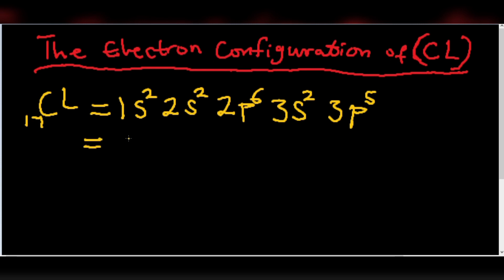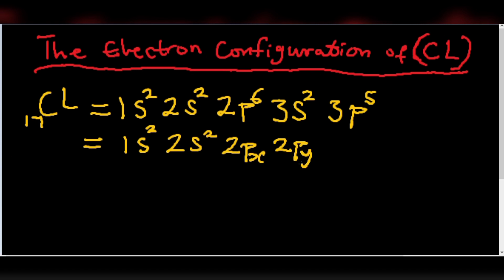So we have 1s2, 2s2, we have 2p. Don't forget the 2p is degenerate, so we have 2px, 2py, 2pz, right? So we have 2 here, 2 here, and 2 there.